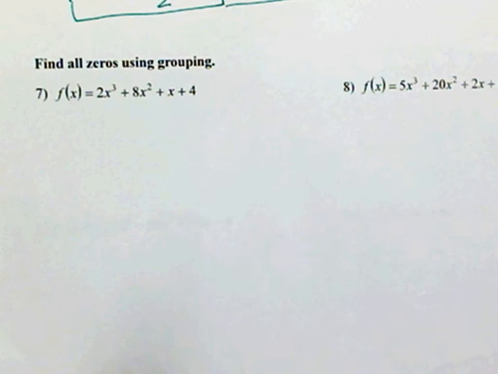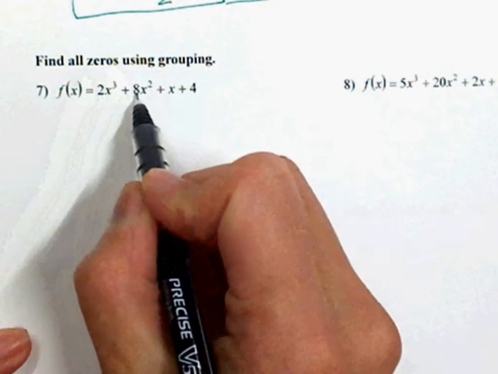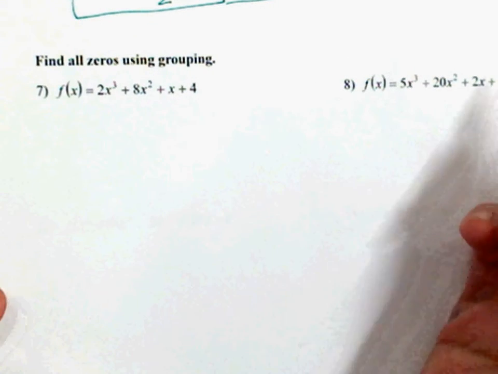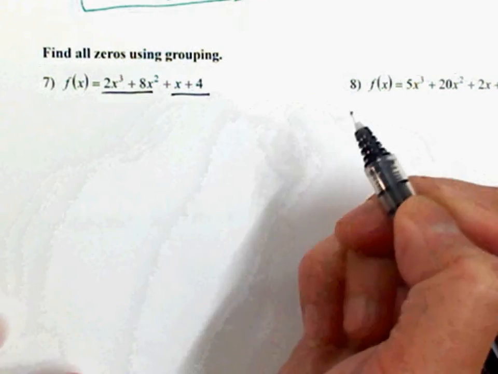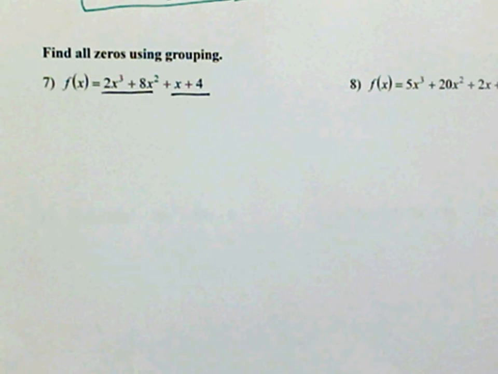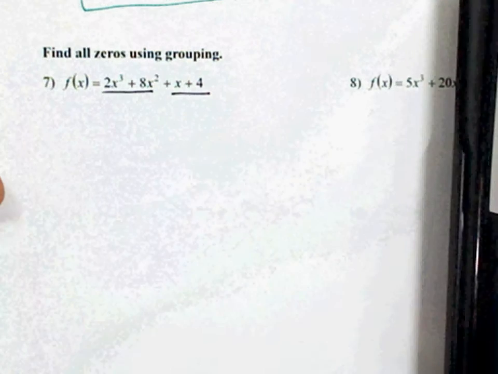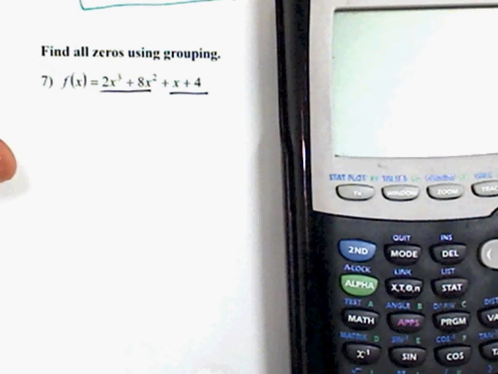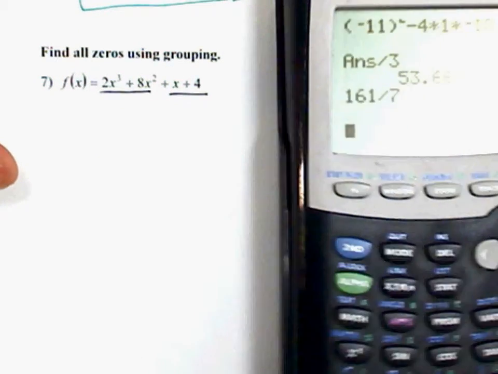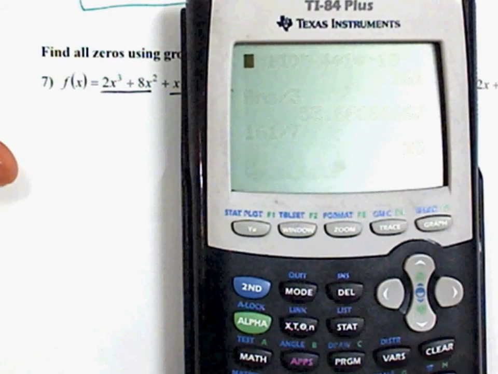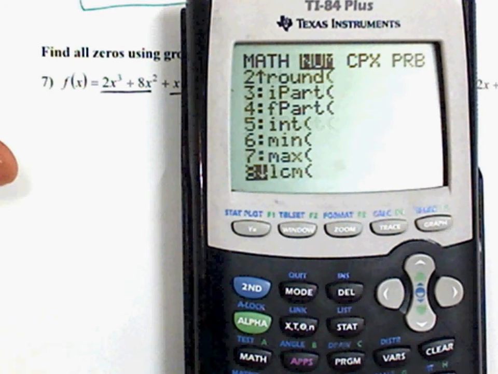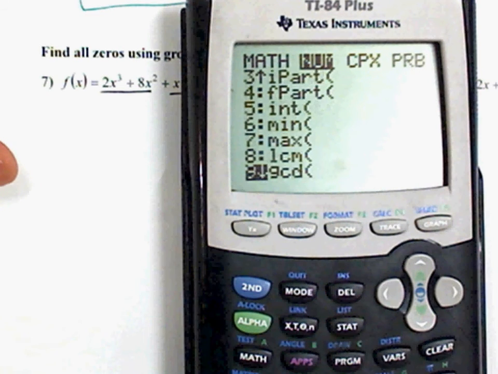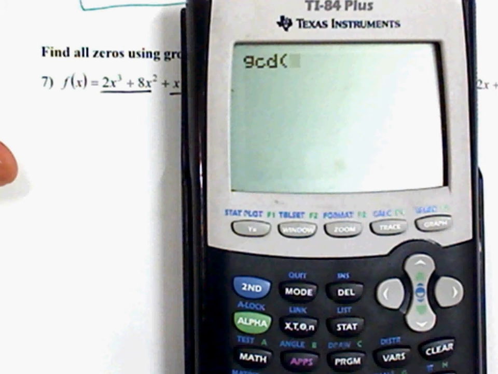On number 7, count your terms: 1, 2, 3, 4. Instead of using parentheses, I'm going to put these guys together, just like that. First, you have to find the greatest common factor, and you might want to use your calculator: hit Math, right-click, go all the way down to number 9, push Enter, and do 2, 8.